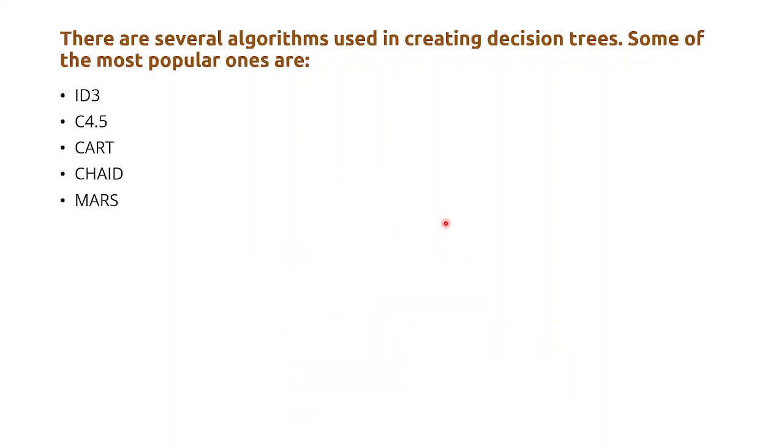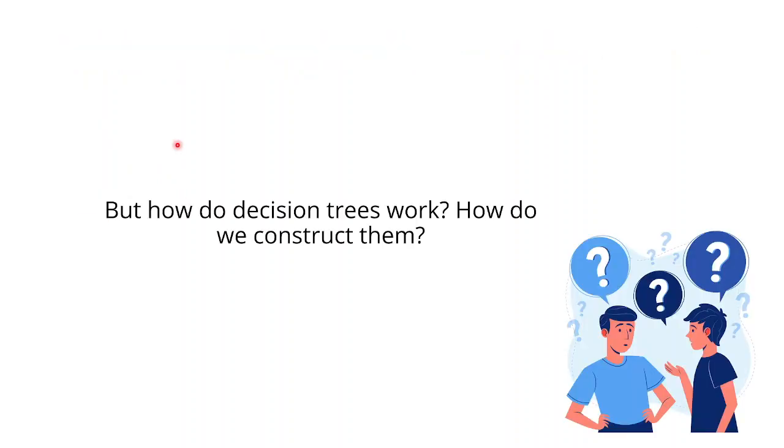So there are several algorithms used in creating decision trees. Some of the most popular ones are ID3, C4.5, CART, CHAID, and MARS. But how do decision trees work? How do you construct them?